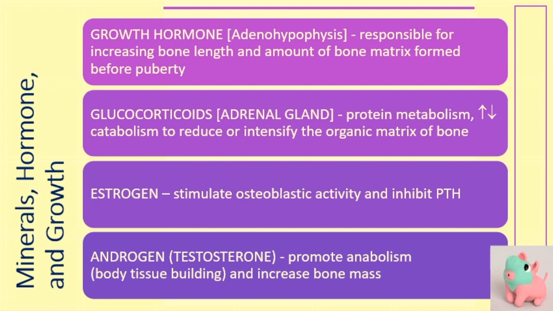Then you have your estrogen. So class, estrogen would stimulate osteoblastic activity and inhibit your PTH. Again, estrogen would stimulate osteoblastic activity. In other words, it would promote bone formation and it would inhibit PTH. So if PTH is inhibited, what do you think happens? Is the calcium staying on the bone, or is the calcium pulled out from the bone and goes to the bloodstream? So what actually happens here, class, is that the calcium will be staying at the bone because the PTH activity is inhibited.